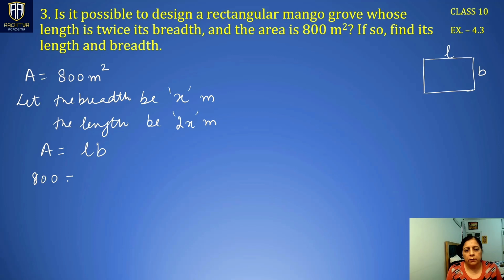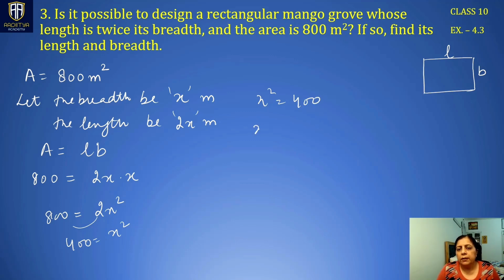Now according to the formula, area of a rectangular grove is length multiplied by breadth. We are already given this is 800, and length is given as 2x, breadth is x. Now solving this, we get 2x square is equal to 800. In this question he is asking, is it possible to design? That means we have to look for the roots of this equation, and if they are real, that means we can plan such a mango grove. So keeping x square here, I take this 2 to that side, this becomes 400. X square is 400.